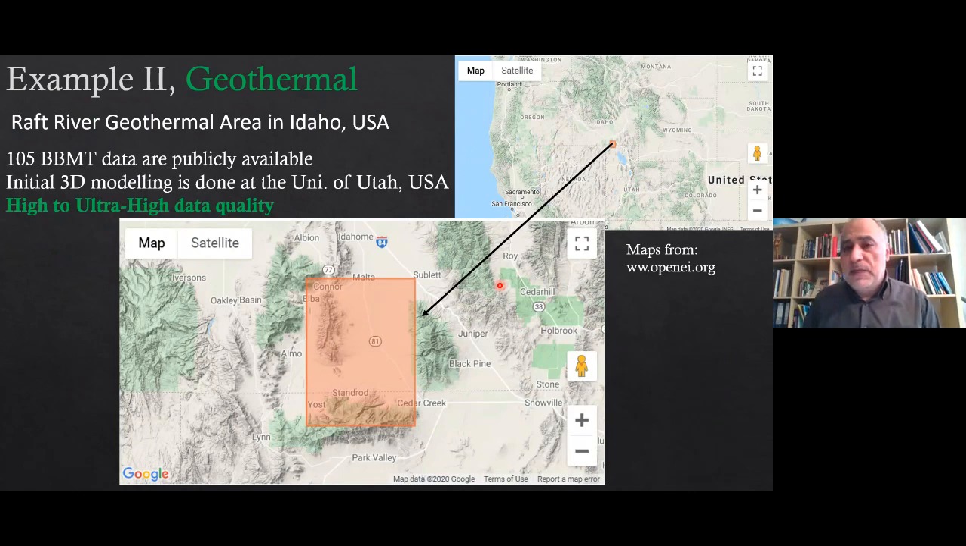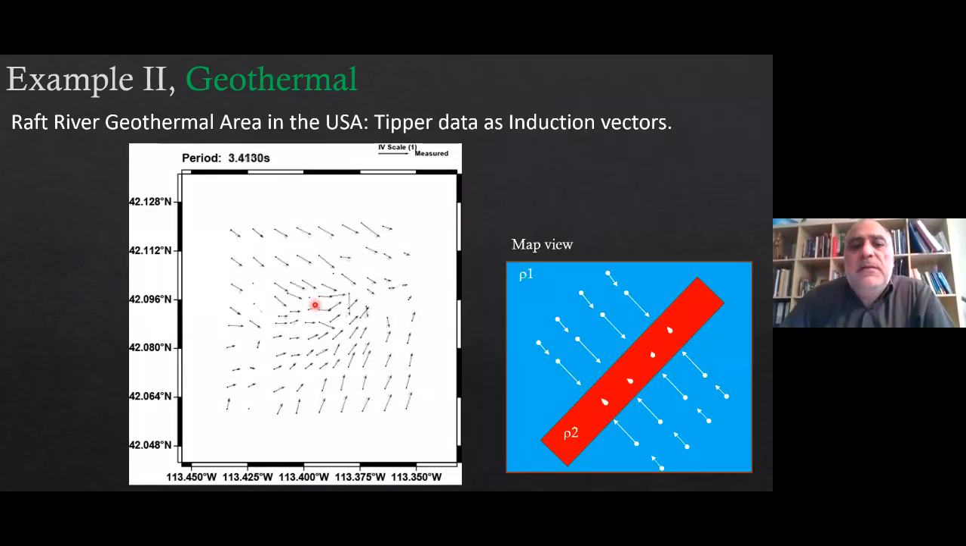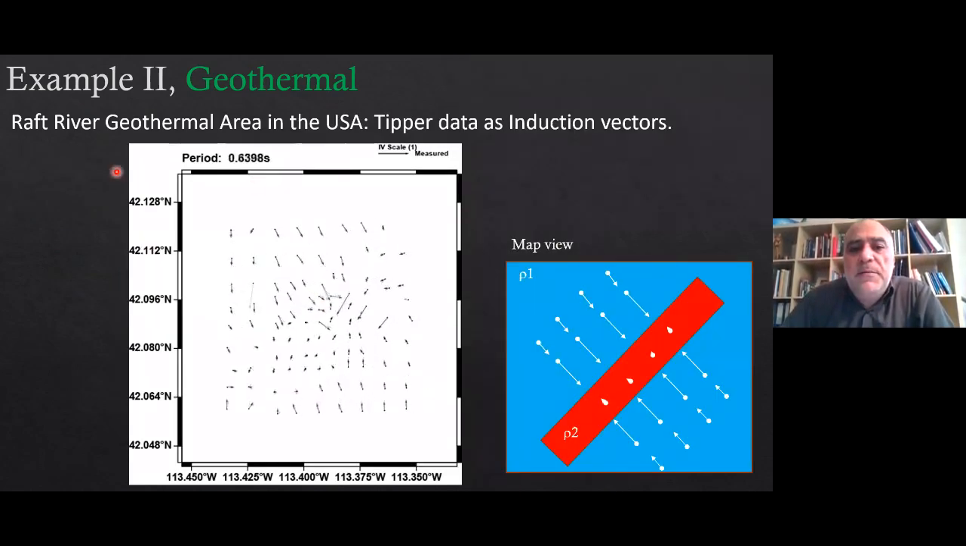And as we will see in a second, for example, looking at the raw data as induction vectors, you can do your first interpretation without doing any kind of modeling. So this is the location map of this local array for geothermal exploration. And here are the induction vectors presented at different periods.